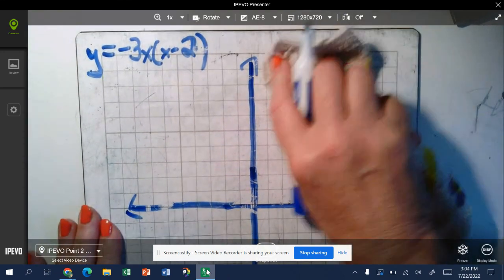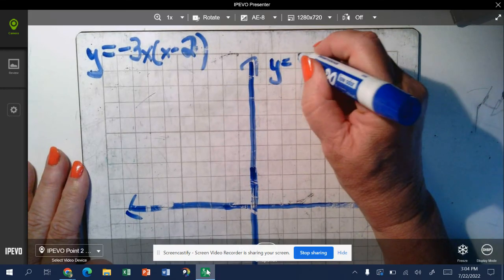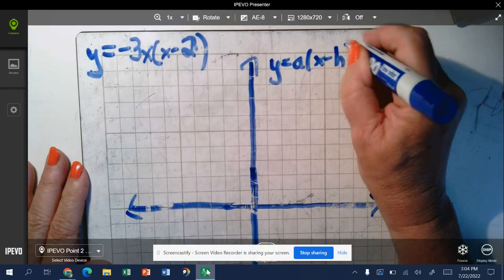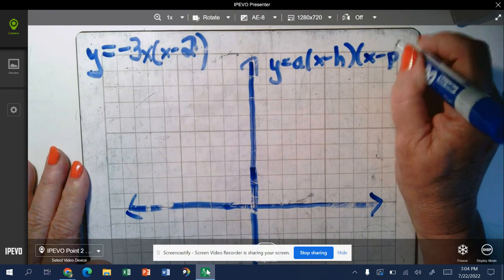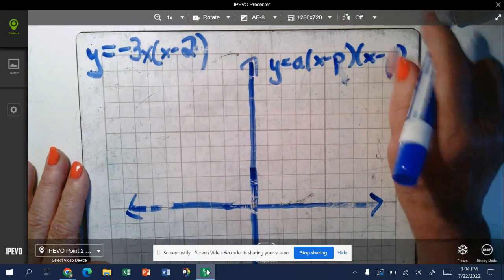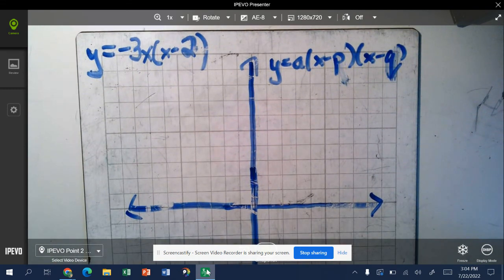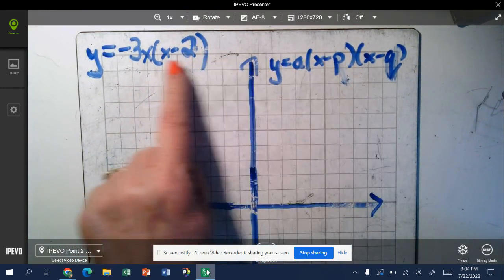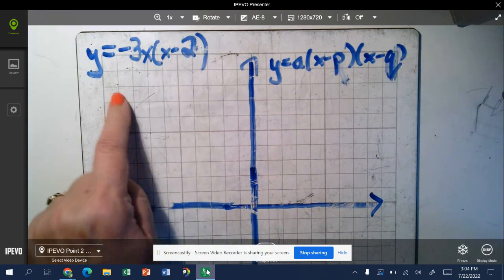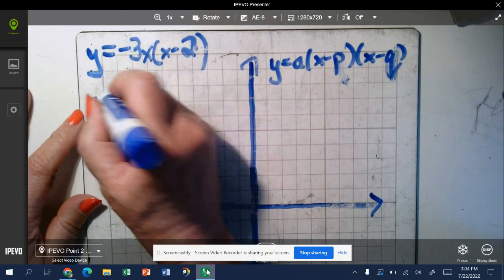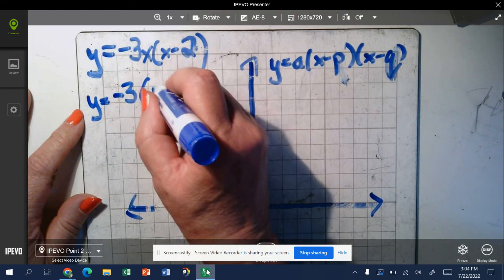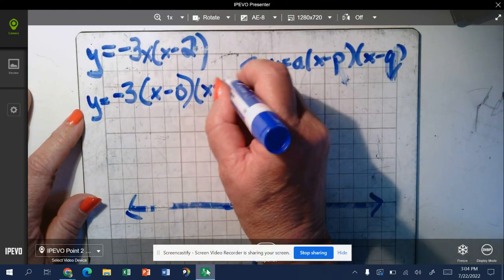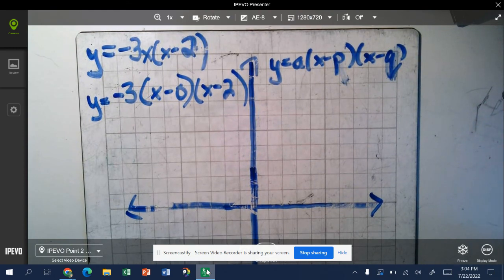My last form would be intercept form. Actually, they use P and Q here, so let me change those to P and Q. So this here would be intercept form, where P and Q would tell you what your x-intercepts are. Well, this looks sort of like it. This has 2 parentheses. This only has 1 parenthesis. But I can rewrite this. And now it looks exactly like intercept form. So this equation is in intercept form.